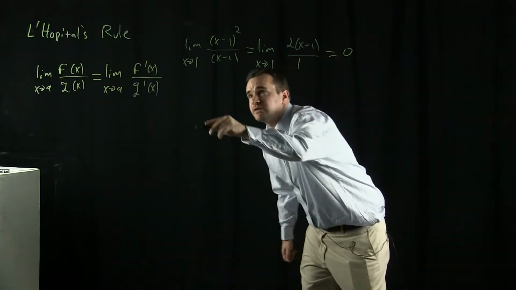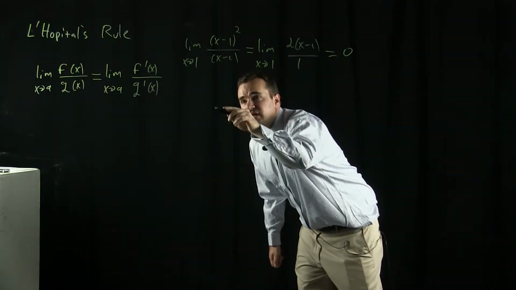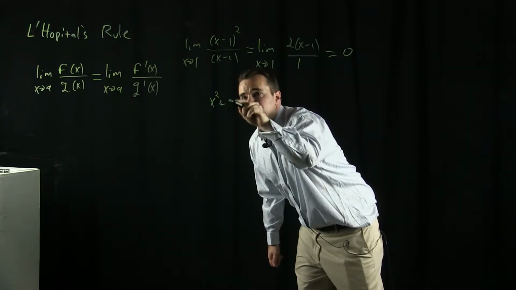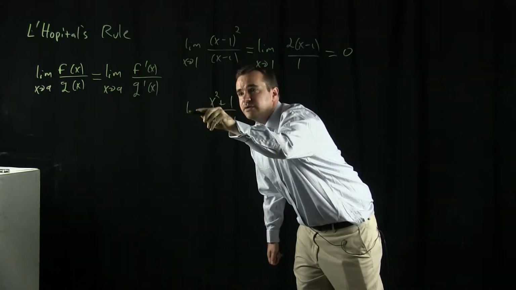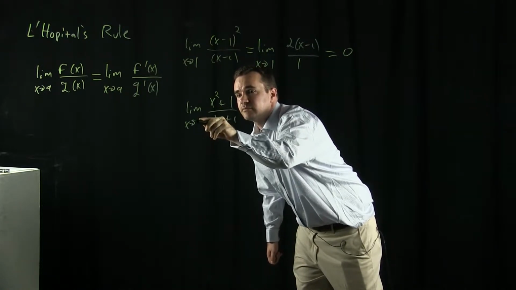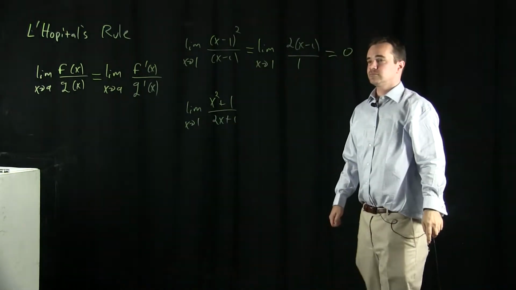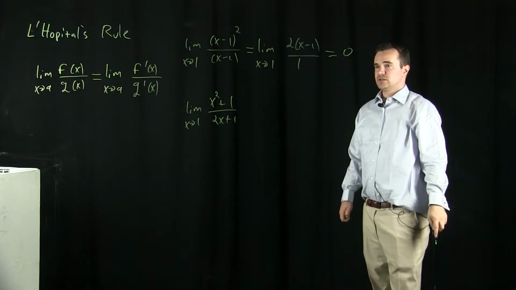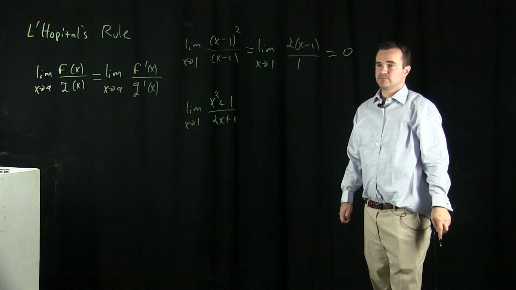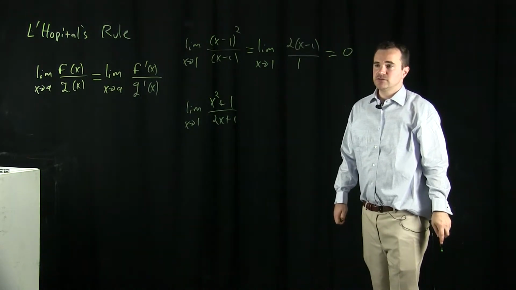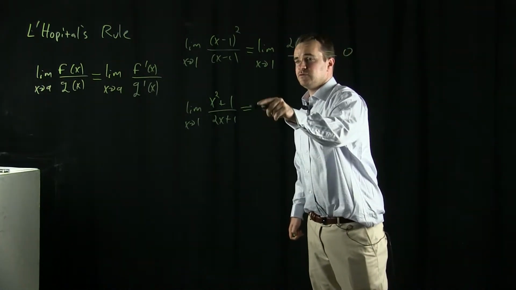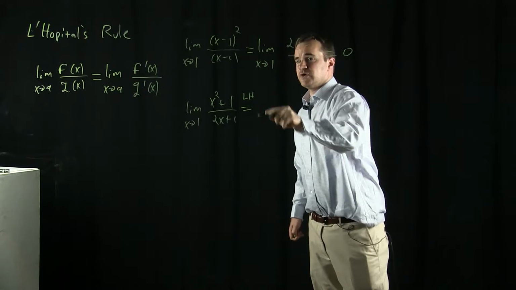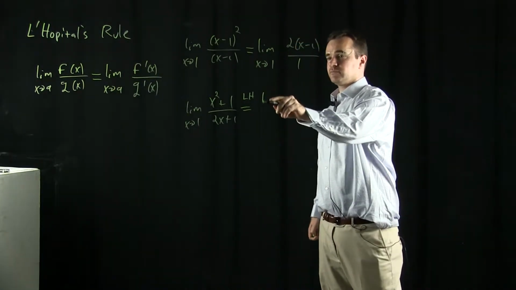And let's do another example. Let's take something like x squared plus 1 over 2x plus 1. Let's take the limit as x goes to 1. So can you use L'Hopital's rule for this? If you do, try to use L'Hopital's rule.